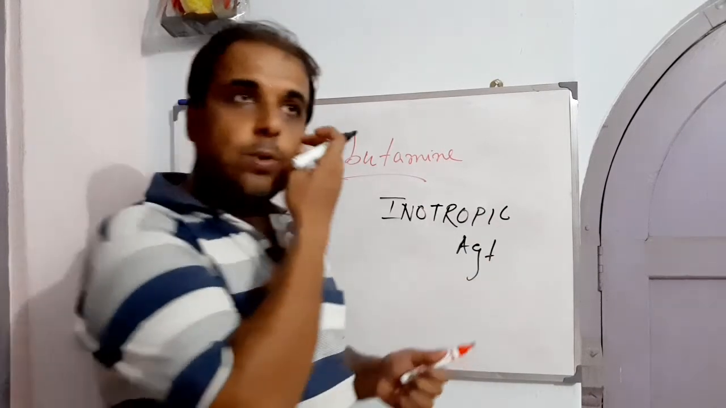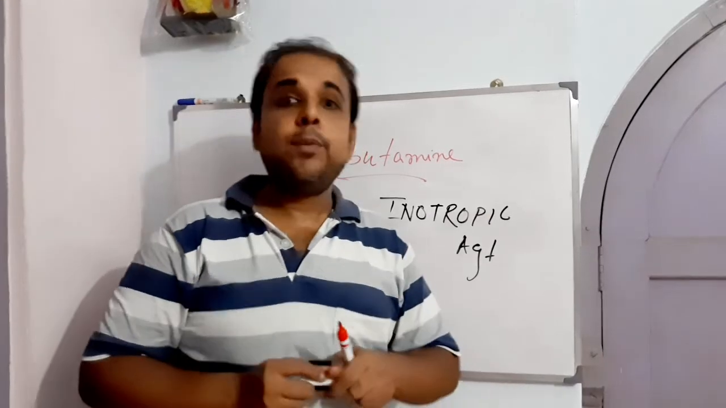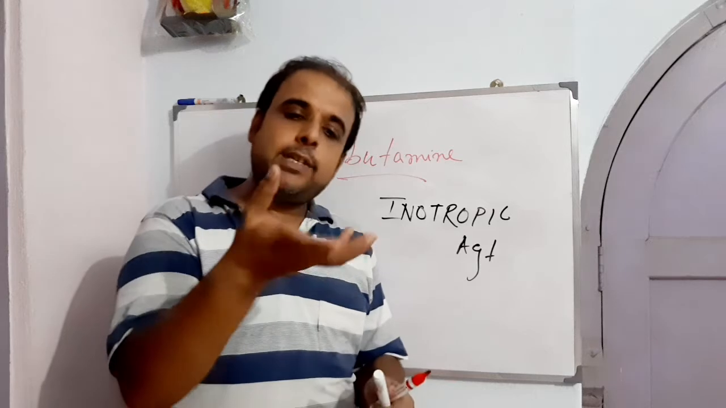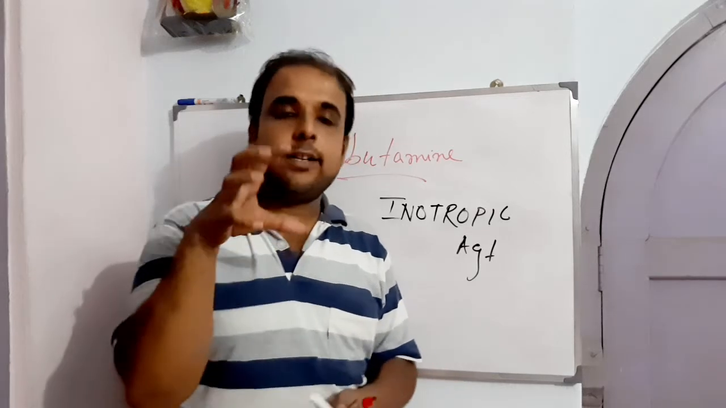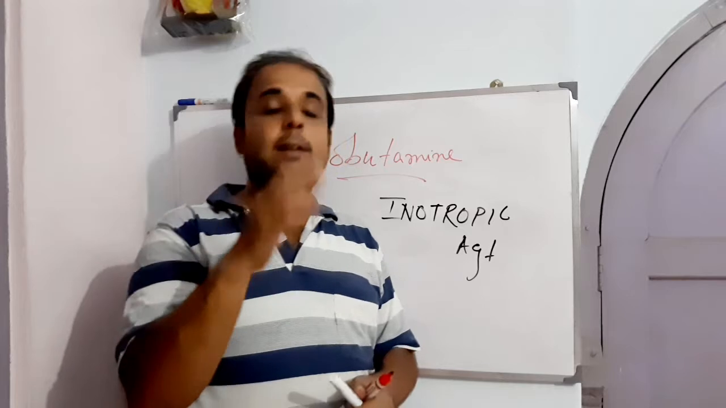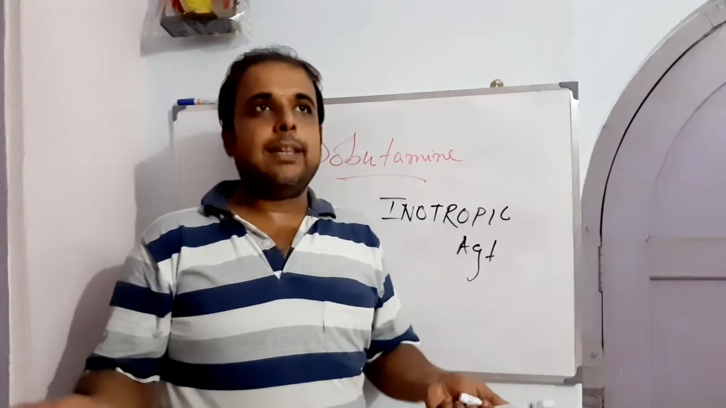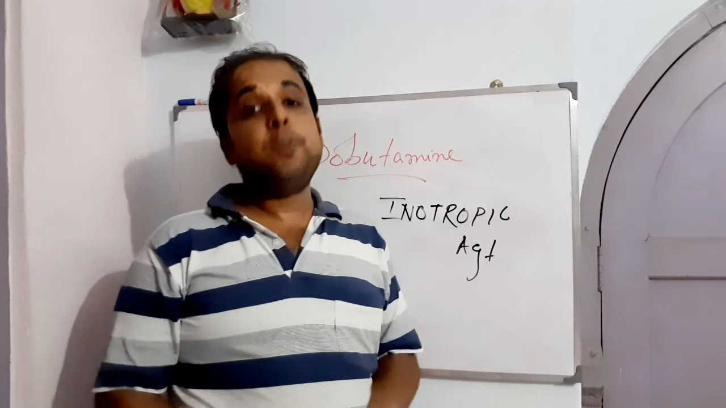We know about inotropic, we know about chronotropic, we know about dromotropic. Inotropic is nothing but the one which is acting on the force of contraction of the heart. If I say positive inotropic effect, what does it mean? It means the effect which causes an increase in force of contraction.